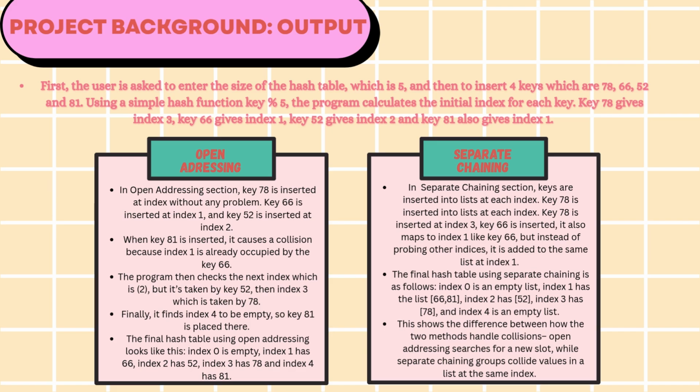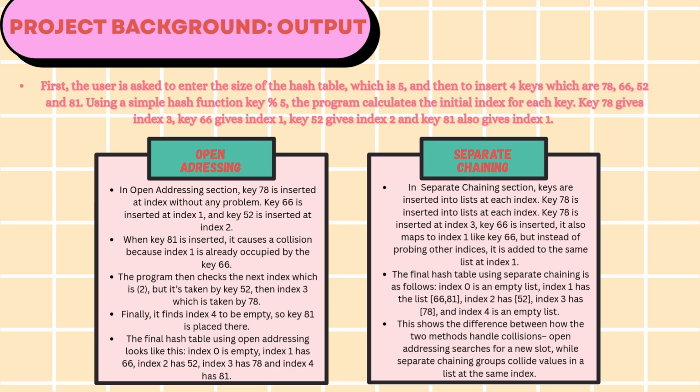The final hash table using open addressing looks like this. Index 0 is empty, index 1 has 66, index 2 has 52, index 3 has 78, and index 4 has 81. In the separate chaining section, keys are inserted into a list at each index.